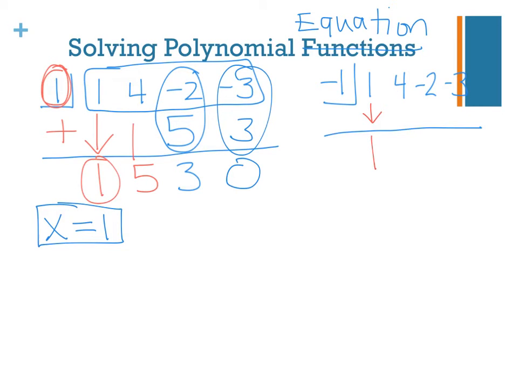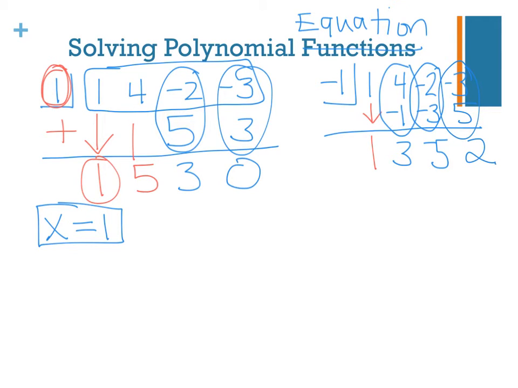I carry down the 1. Again, I'm going to multiply this 1 by negative 1, which is my divisor. I get negative 1. When I add this column, I get positive 3. When I multiply positive 3 by negative 1, I get negative 3. When I add this column, I get negative 5. And when I multiply negative 5 times a negative 1, I end up with a positive 5 here. And I add my last column, and I get a remainder of 2.